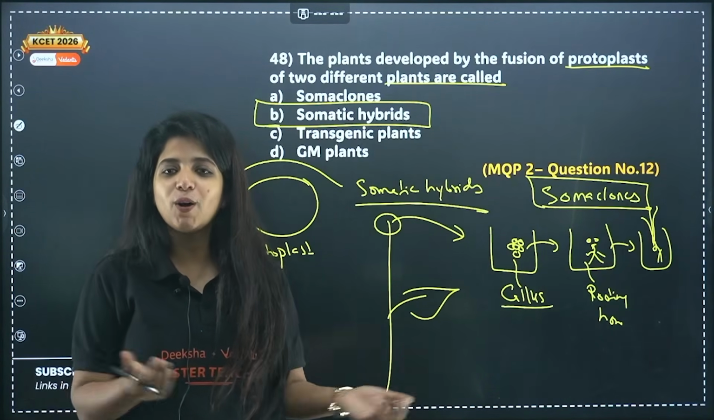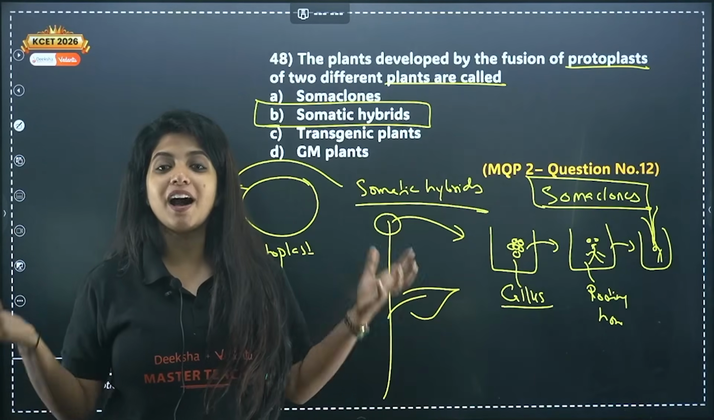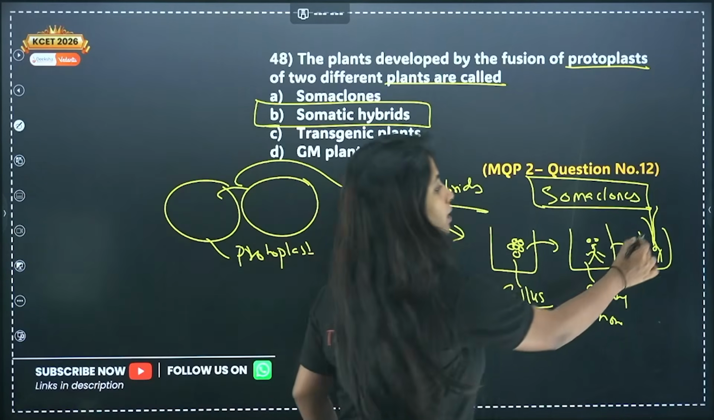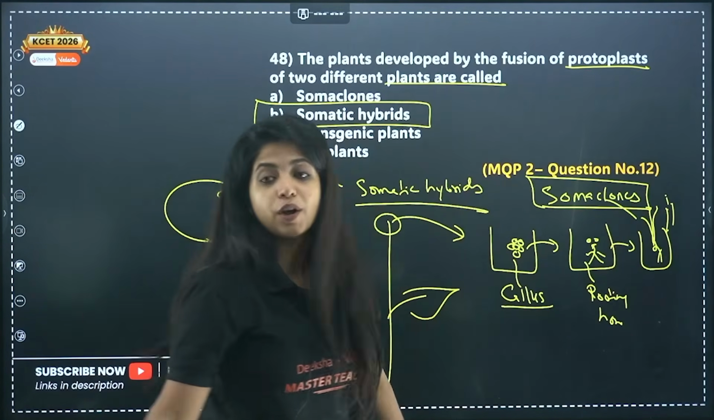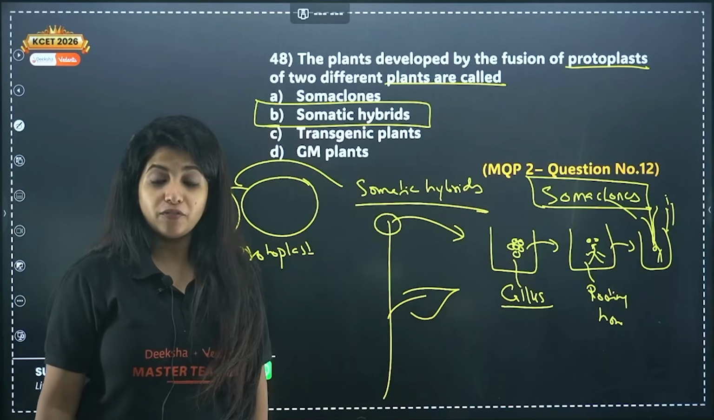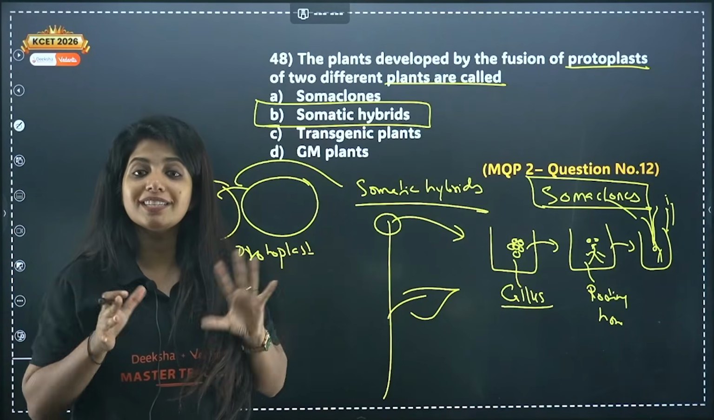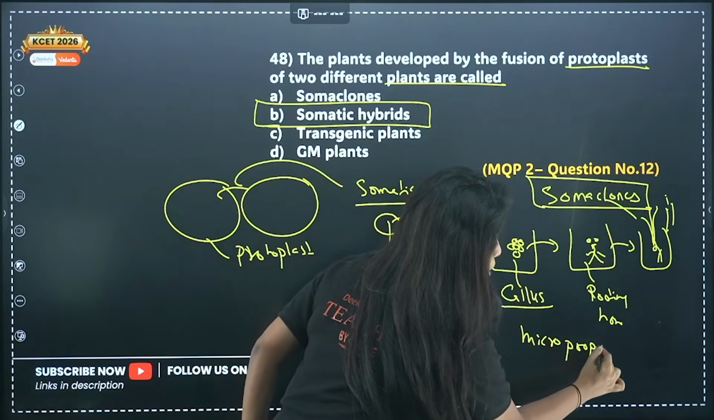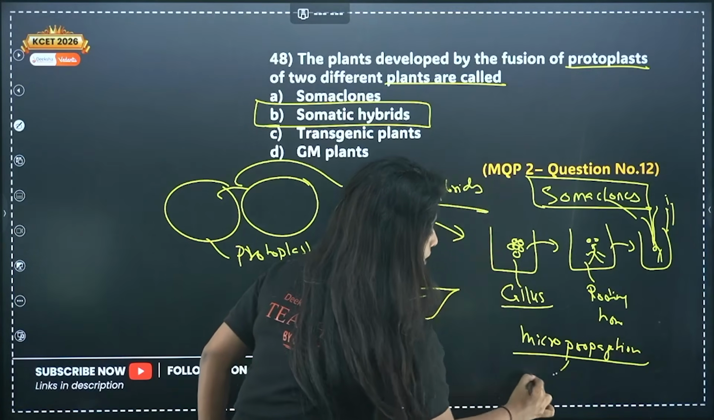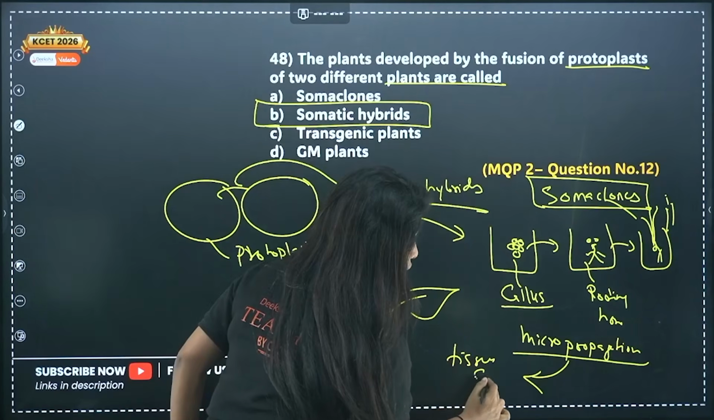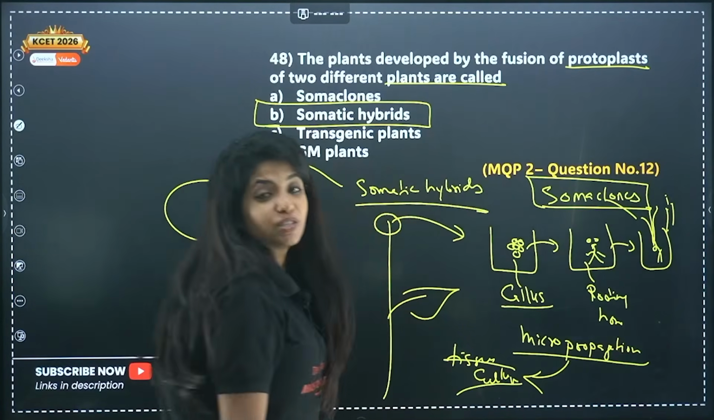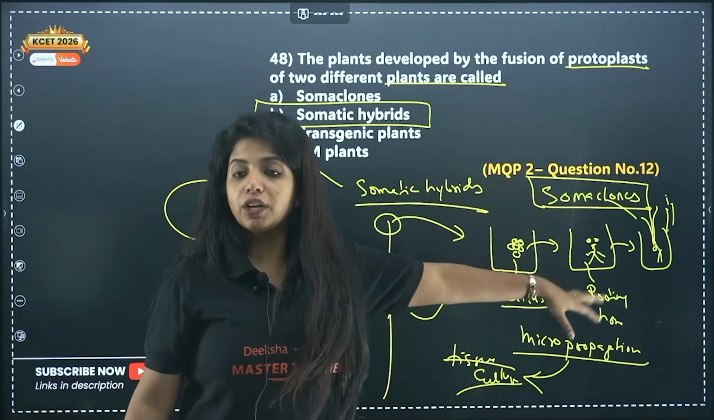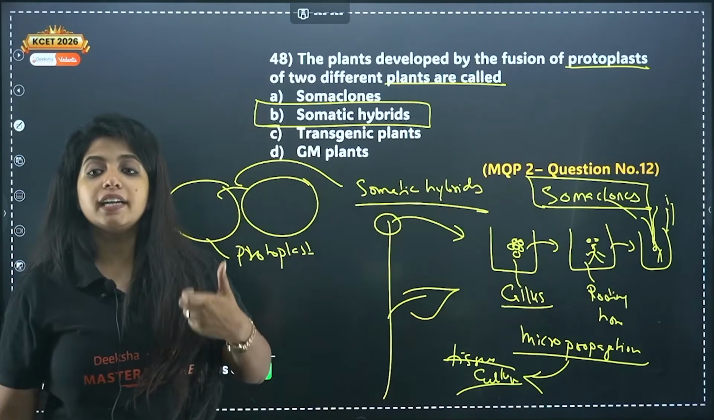Why soma clones? Because all of them are going to look the same. All of them have the same genetic material because it has been taken from the same type of cells, which is why you call the number of different plants arising from it soma clones. What do you call this process where you are cultivating thousands of the same type of plants? You call this process micropropagation. This is coming under tissue culture. So micropropagation comes under tissue culture, where we take a tissue, we let it divide and form a callus, then the rooting hormone, then shooting hormone. Whatever we get at the end is known as soma clones.